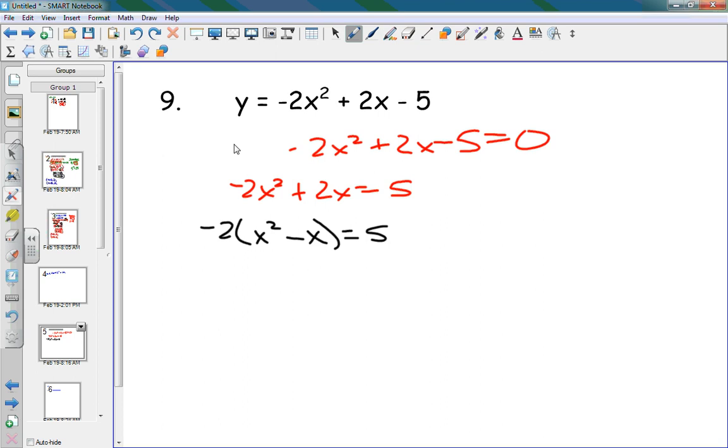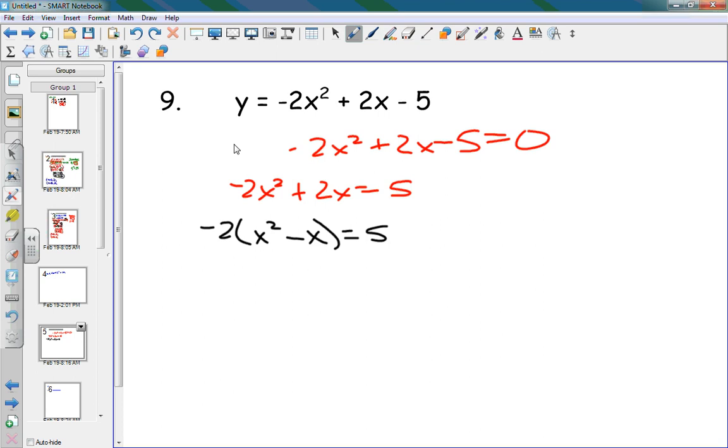So you mean distribute the 2. So if I distribute the 2, -2 times x squared gives me -2x squared. -2 times -x gives me +2x. Is that what I originally had? Yes, so I know I've distributed that correctly, or factored out correctly. Are we good? So now what?